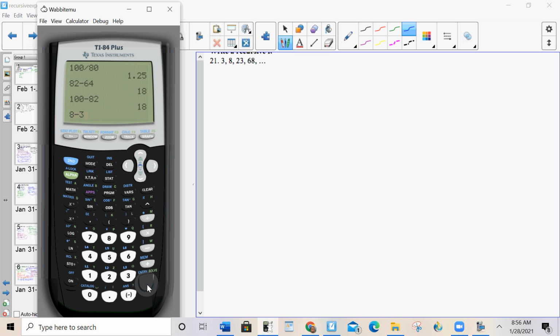8 minus 3, 23 minus 8, 68 minus 23. They do not subtract to the same thing, so I try divide, divide, divide. And they don't divide to the same thing either. Which means it's neither arithmetic nor geometric. So first of all, the only way I can write this is recursively because explicitly it has to be arithmetic or geometric. This one is not arithmetic or geometric because there is no common difference, there is no common ratio.